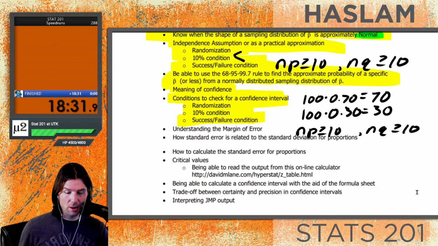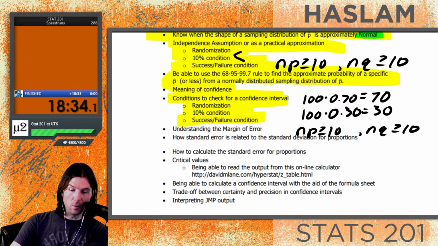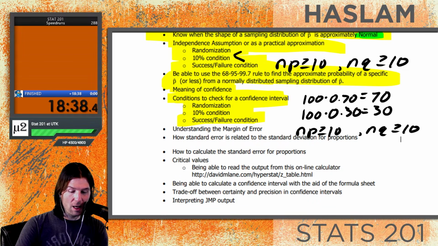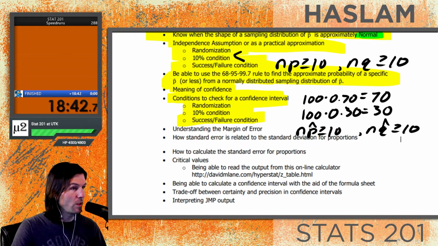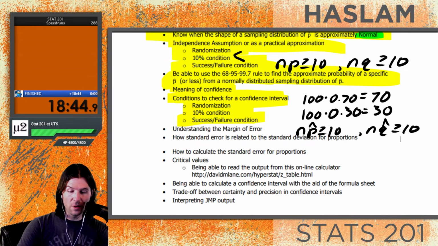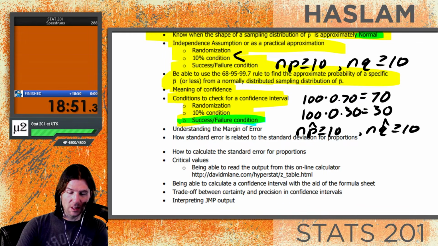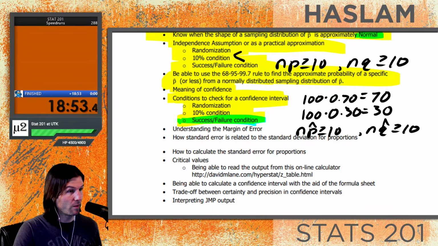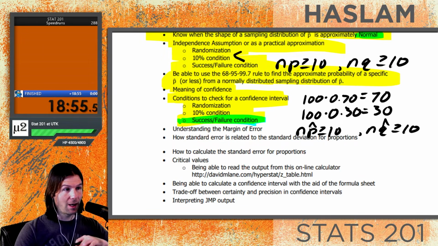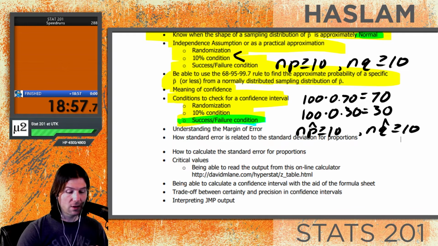And all we need to change for this chapter for the conditions is going to be np hat, nq hat. Because in this chapter here, we do not have the truth. For the success-failure condition, we only have what we observe in a sample. So you need to look at your np hat, your nq hat. And how does that work?